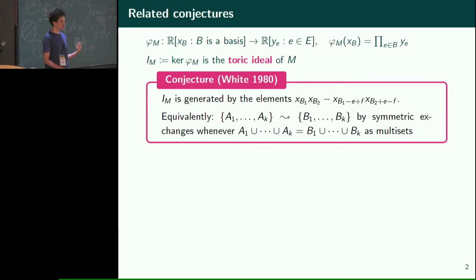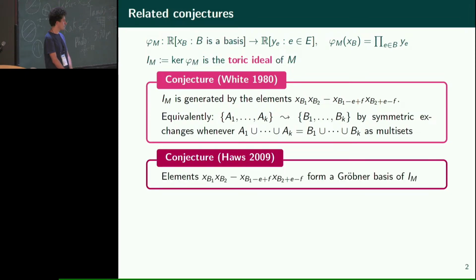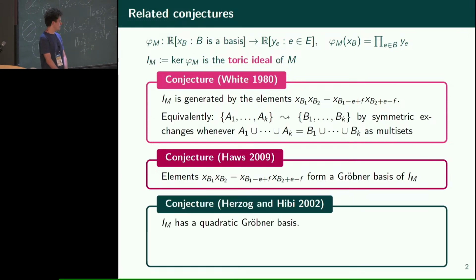Whenever the unions are the same as multisets. So the conjecture of White that we studied corresponds to the k equals 2 case of this, but we studied ordered pairs, and here these are unordered. But also for this more general conjecture, you can consider ordered k-tuples of bases. And to see a connection with the geometric version, there is an even stronger conjecture that these elements not only generate the toric ideal, but form a Gröbner basis. In particular, this would imply that it has a quadratic Gröbner basis.